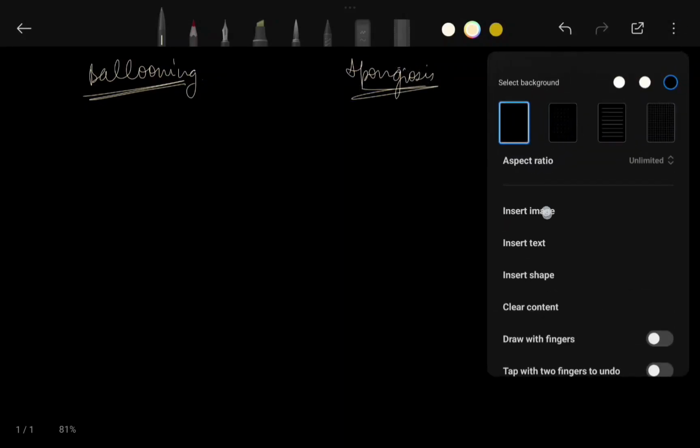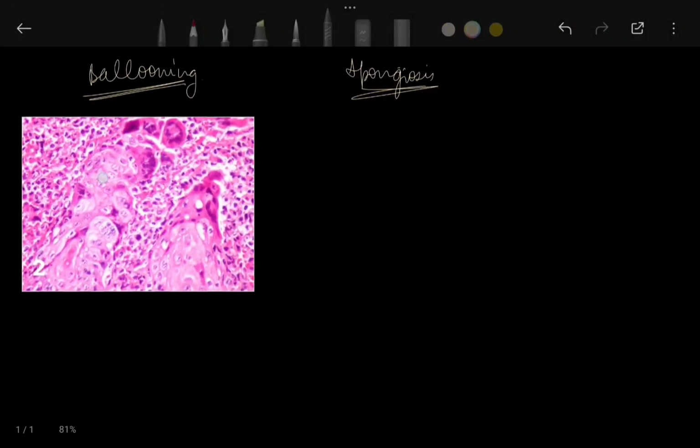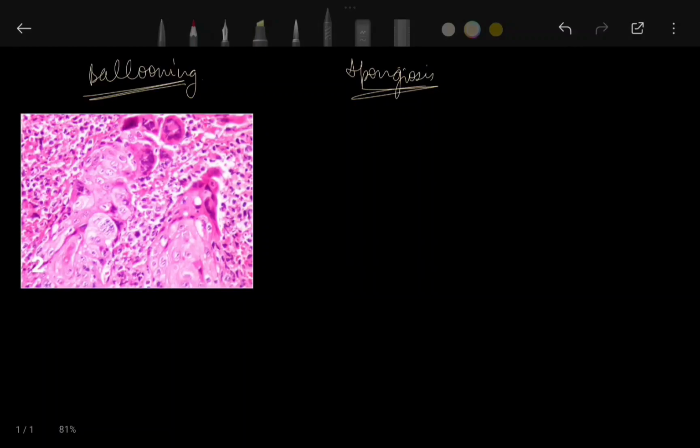the images of ballooning and spongiosis. This is the image of ballooning. Okay, it is seen in HSV and varicella. So Tzanck smear can also be taken. This is the ballooning, which is the intracellular edema.